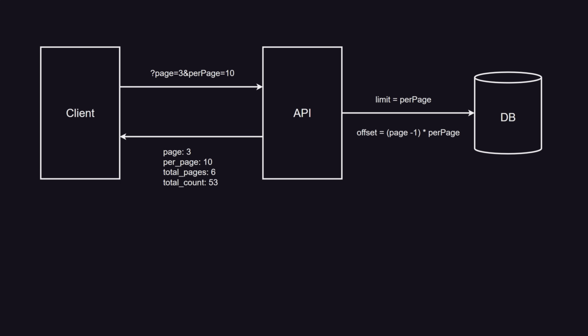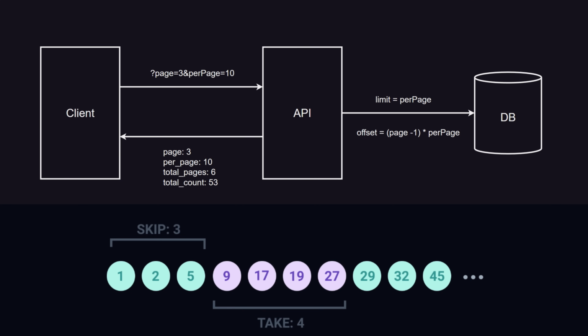From the client perspective, the client needs to request a page that it wants to show to a user and a number of records per page. On the server side, an API needs to convert page and per page to limit and offset for the database to understand. Per page becomes a limit, or a number of records to retrieve, and per page multiplied by page minus 1 becomes an offset, a number of records for the database to skip before retrieving the requested records. After the records are retrieved, the API sends them back to the client.